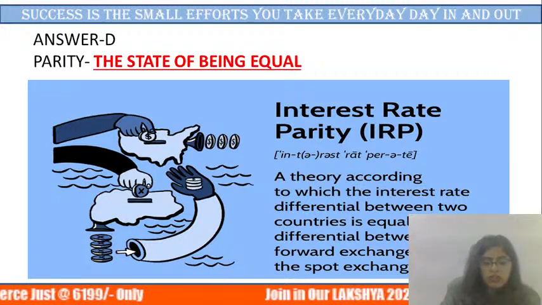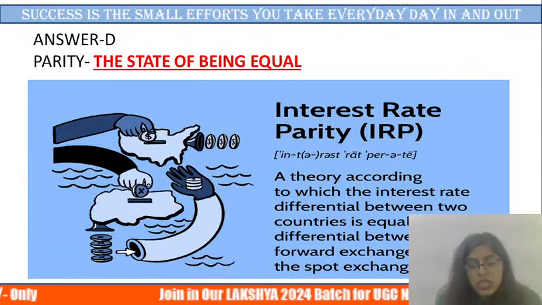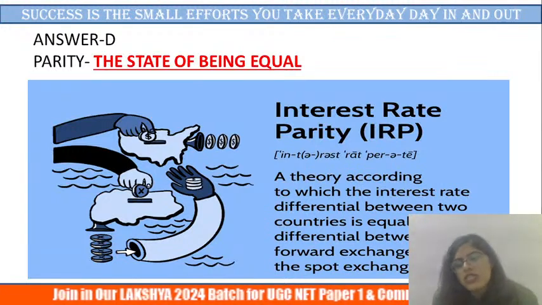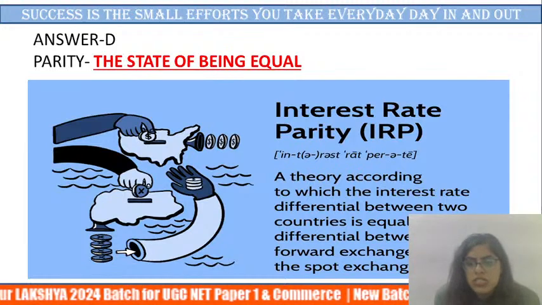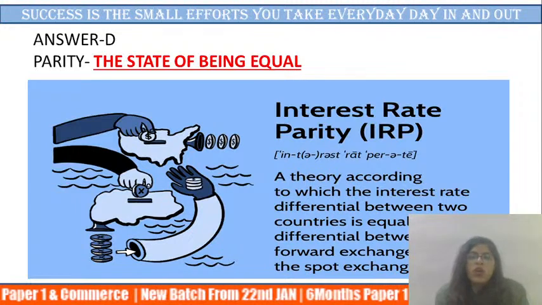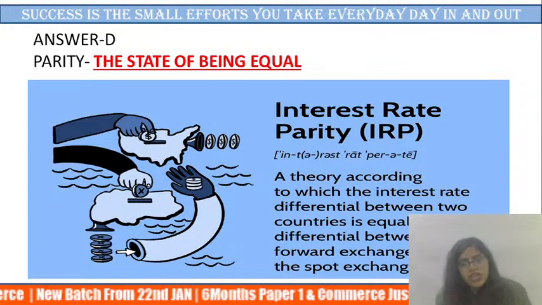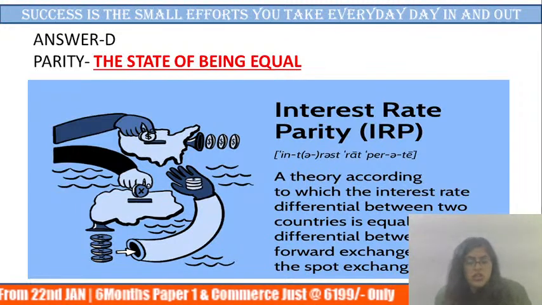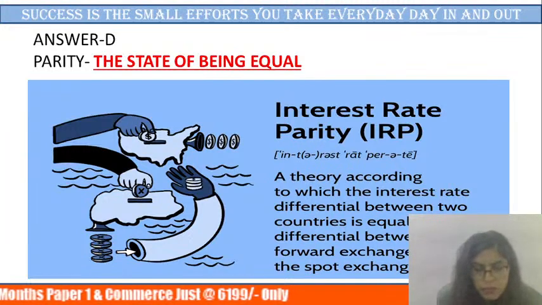Just imagine as per this theory, India is there and USA is there. So the interest rate of these two countries will be equalized on the basis of what? That is the forward exchange rate and the spot exchange rate. Now spot exchange rate means what?